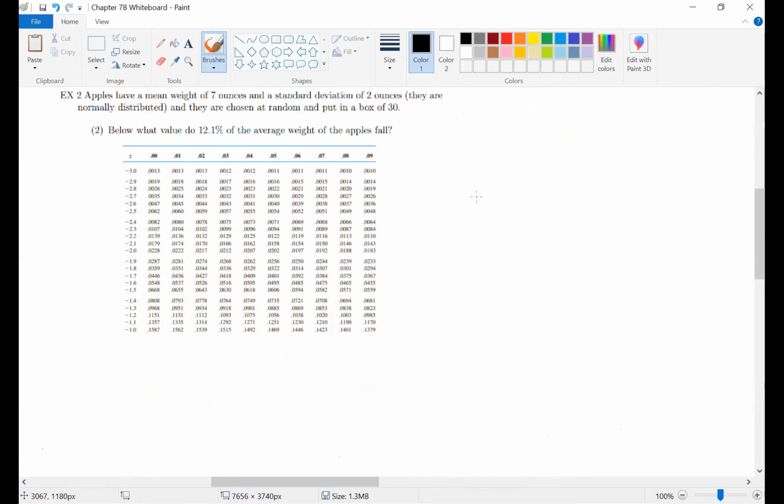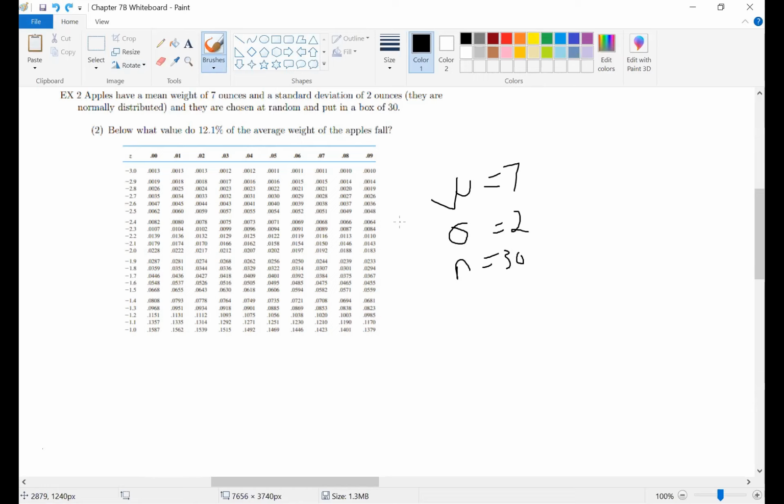So let's suppose these apples, we have our mean is 7. And again, we don't have to multiply by 30, because they want the average weight. So the average weight's still 7. So we know our mu is 7 and our sigma is 2 and n is 30. It's a box of 30. I'll emphasize we don't multiply by 30 because it says average weight, not total weight. If it said total weight, then we'd multiply by 30. Now this time it's asking us below what value do 12.1% fall below.